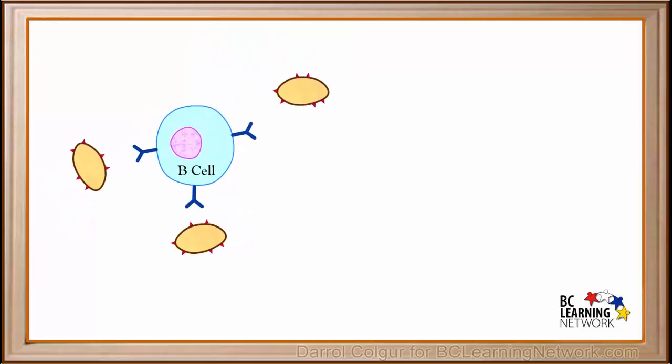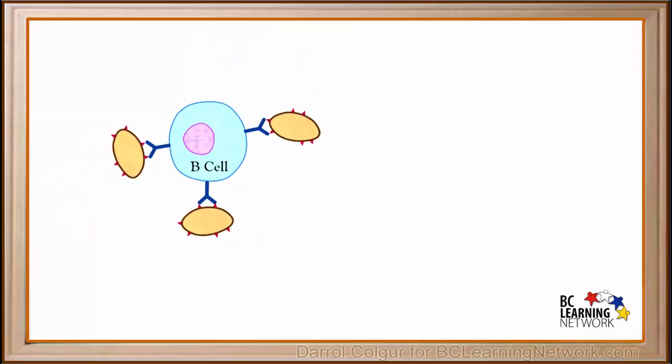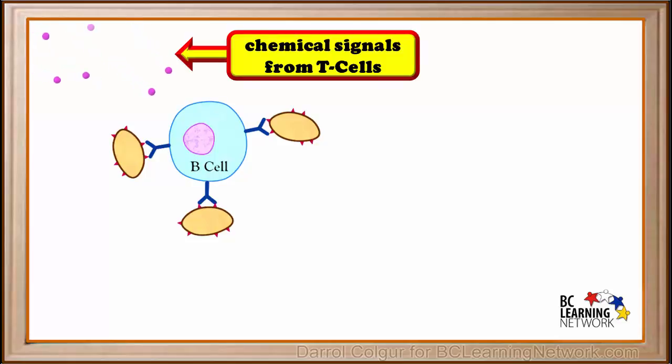We can watch our B cell binding to these antigens. When it is connected to these antigens, this B cell is ready to be activated. Chemical signals are sent to this B cell from other cells called T cells. You'll learn more about T cells in another video.